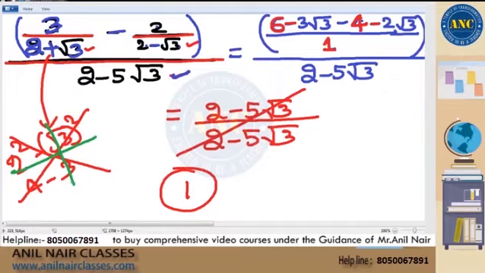We don't require it, like the way you throw a few of the things in your home which you don't require. Rationalizing the denominator is the concept, and this will help you tremendously in your preparations and problem solving in so many problems which we take forward. I hope the idea is clear.